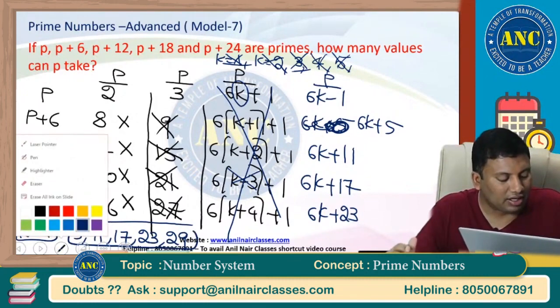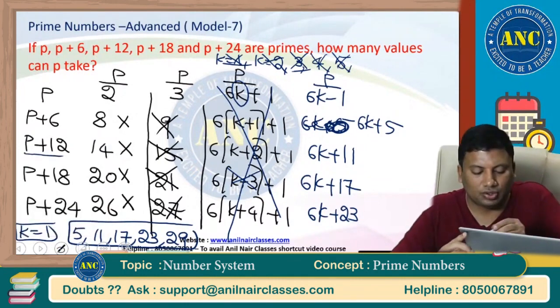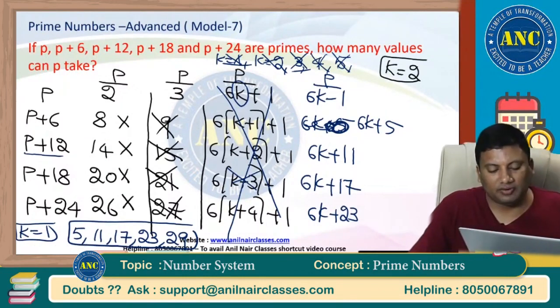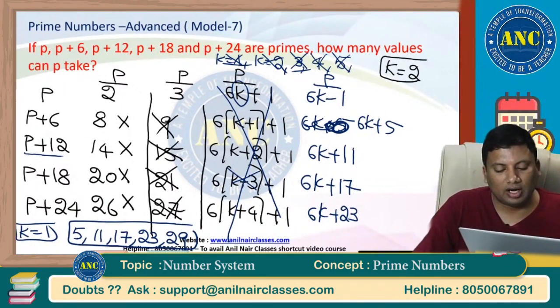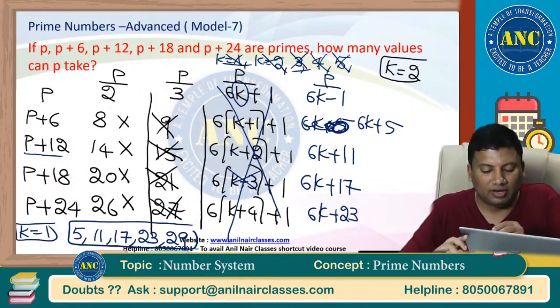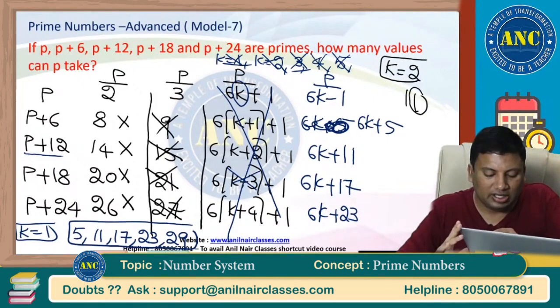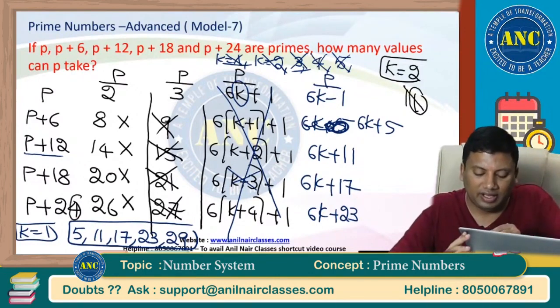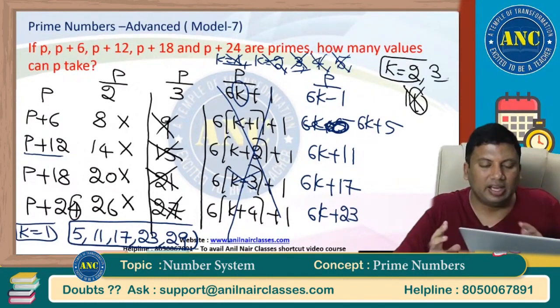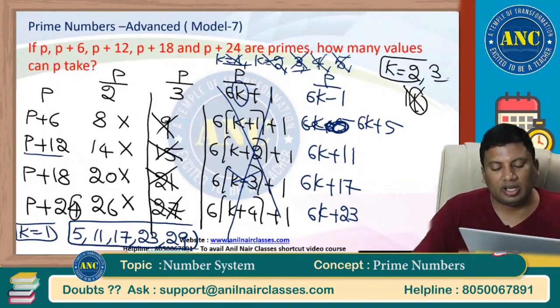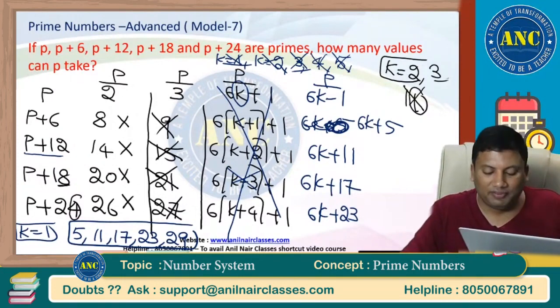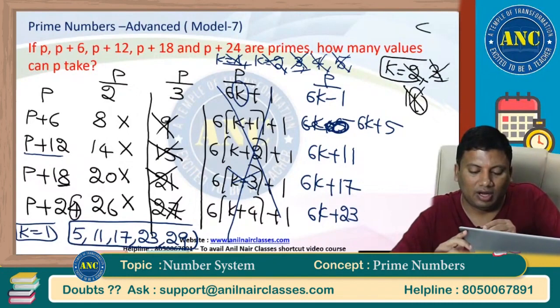All are satisfying. But if I keep k equivalent to 2, what will happen? 6 into 2 is 12. 12 minus 1 is 11. This unit digit is 1. This unit digit is 4. The answer will be divisible by 5. This is out. If I put k equivalent to 3, 6 into 3 is 18. 18 minus 1 is 17. 17 plus 18, 7 plus 8 is 15. It is divisible by 3. Are you all with me?